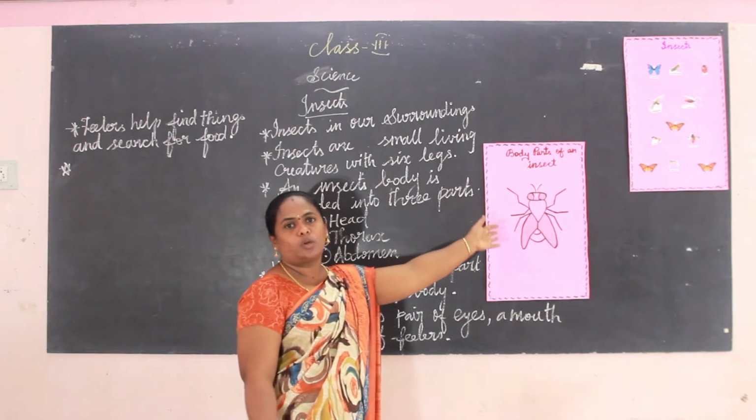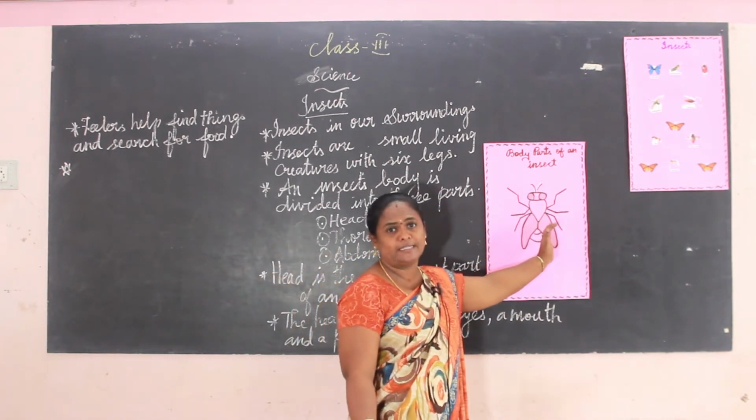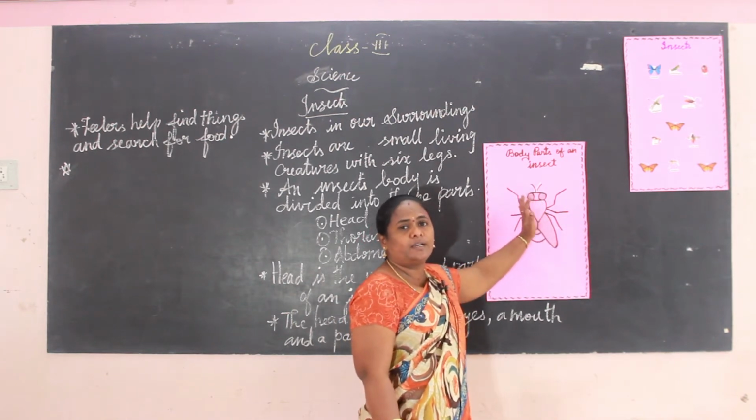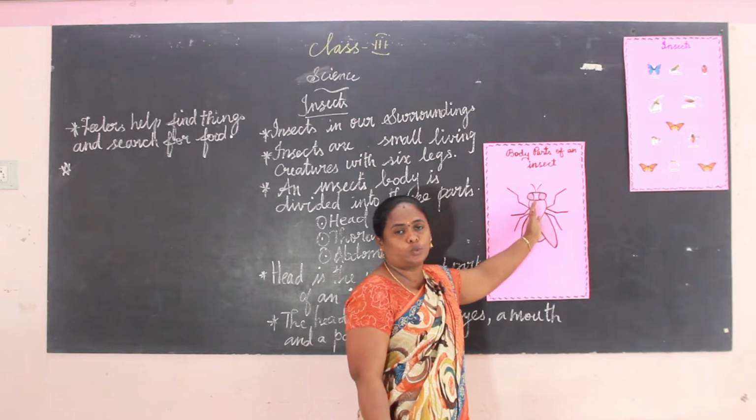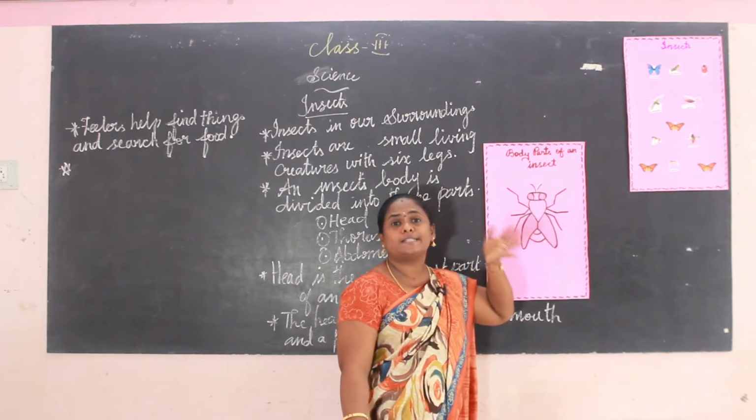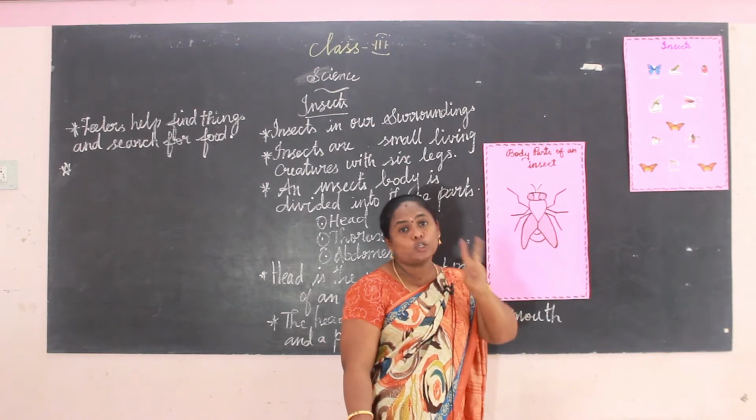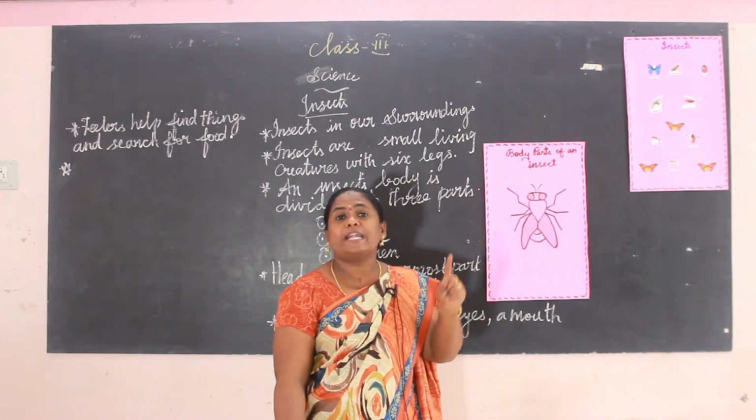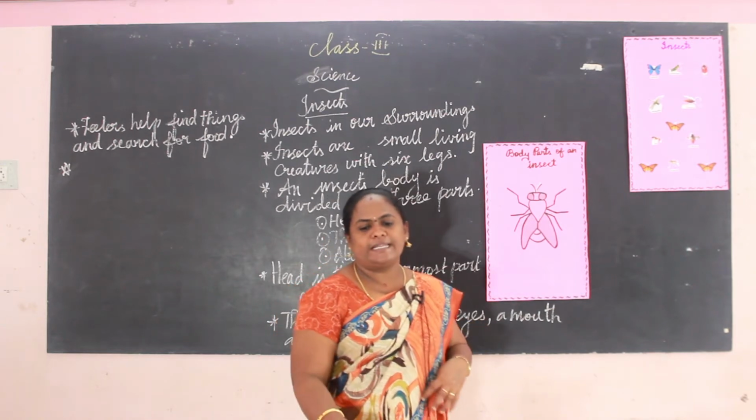Once again, the thorax is the middle of the insect's body, and the legs and wings are attached to the thorax. Some insects such as cockroaches and butterflies have 2 pairs of wings, and some other insects such as lice and fleas do not have wings.